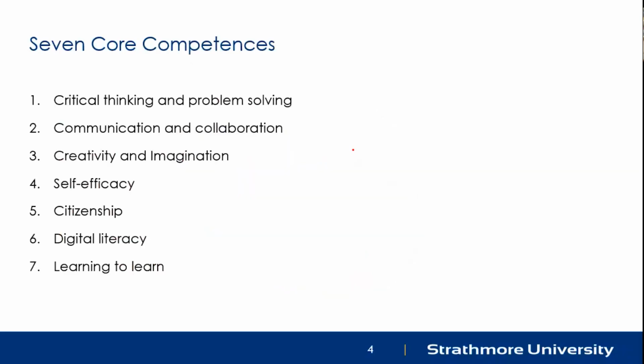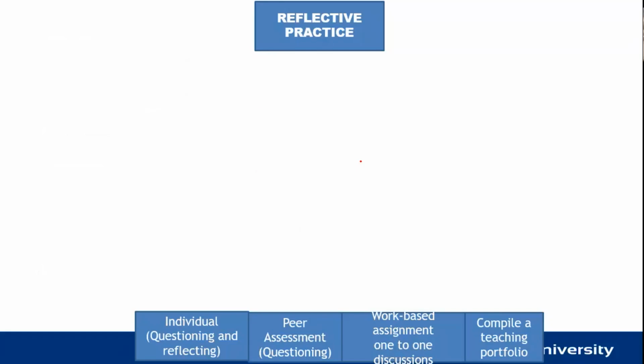And these are some of the competencies that, as you design your class between now and then, please think about for learning outcomes. Include a learning outcome that takes care of critical thinking and problem solving, communication, collaboration, creativity, self-efficacy, citizenship, digital literacy, learning how to learn. Okay. I just wanted to share this.